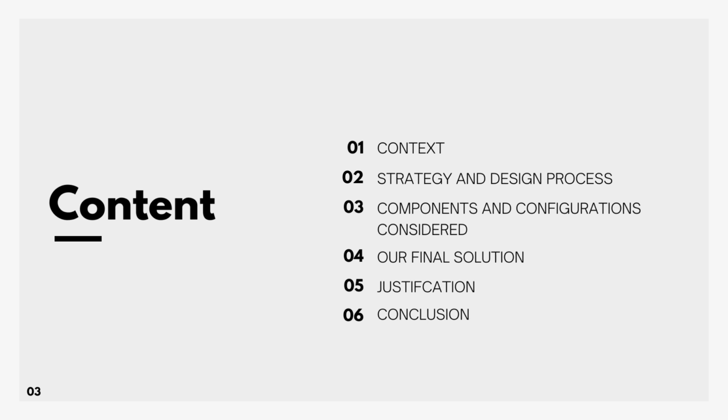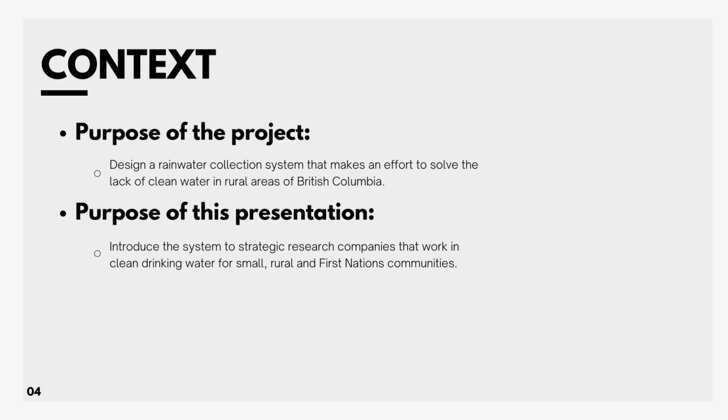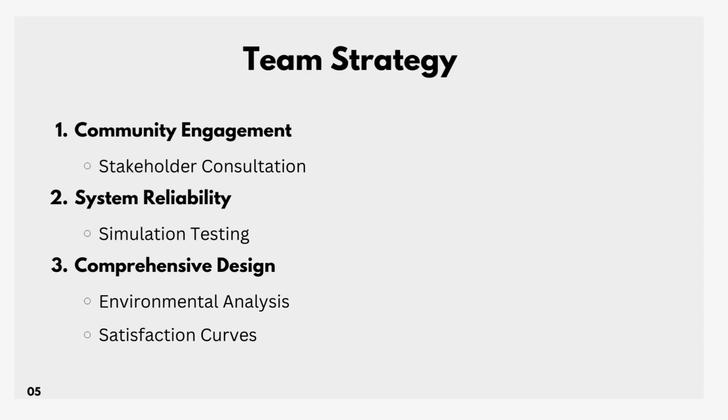Here is an outline of our presentation where we'll be going through the 6 main components, starting with context. The purpose of this project is to design a rainwater collection system for the rural parts of British Columbia. Specifically, we aim to introduce this system to strategic research companies that work in providing clean drinking water for small, rural, and First Nation communities.